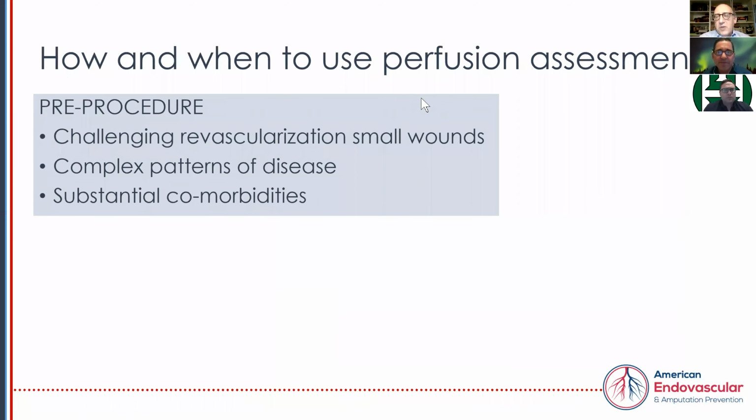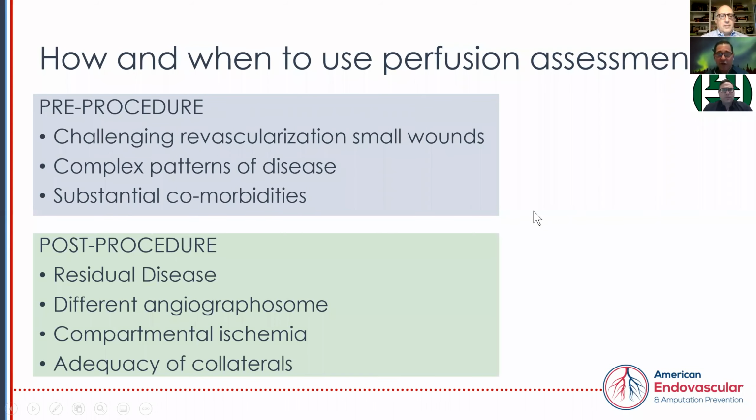Right. I think you've coined the term angiosome. Angiosome, correct. Yes. That's the wound vessel. That's what we want to open up. So pre-procedure, we use this if there's a challenging revascularization, particularly a small wound, before we move forward with some potentially morbid procedure, certainly in complex pattern disease and patients with substantial comorbidities.